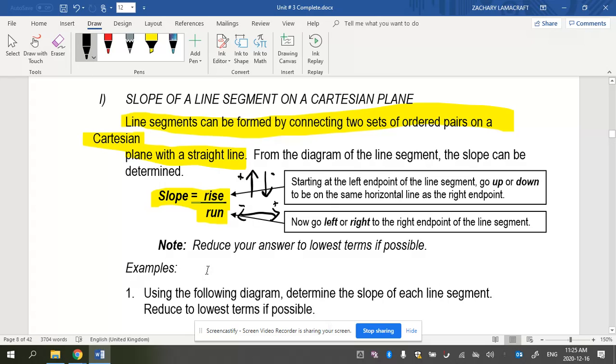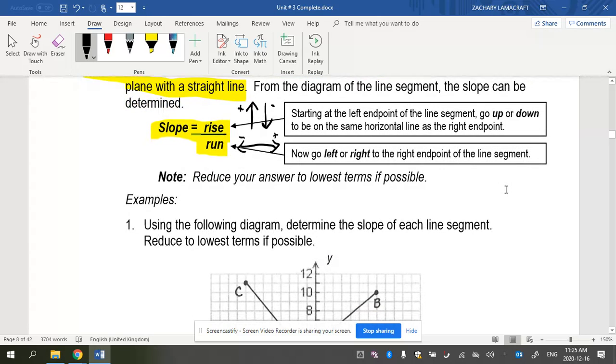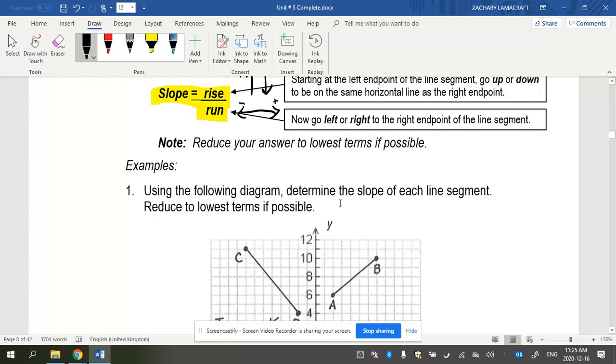So we would start at the left endpoint of a line segment and go up or down to be on the same horizontal line as the right endpoint. And what that means, we'll kind of go through it, okay? So it says using the following diagram, determine the slope of each line segment, reduced to the lowest terms if possible. So if you notice here, slope equals rise over run. What that means is we're going to get an answer that might very well be a fraction. And then we know with fractions, we have to put it into lowest terms.